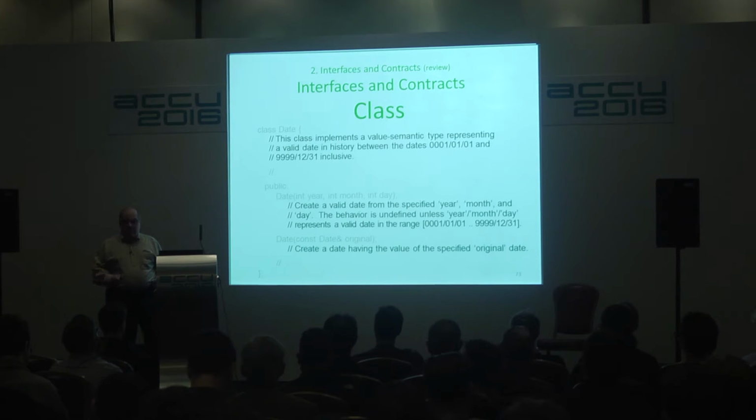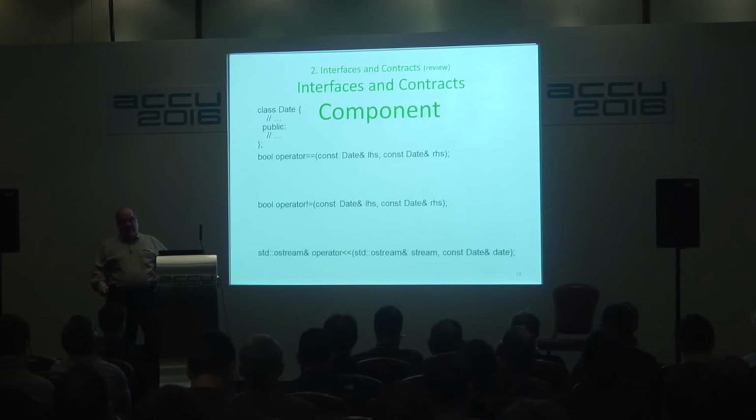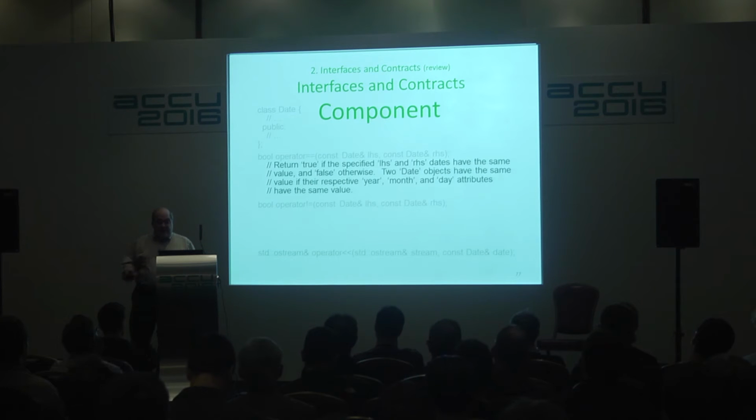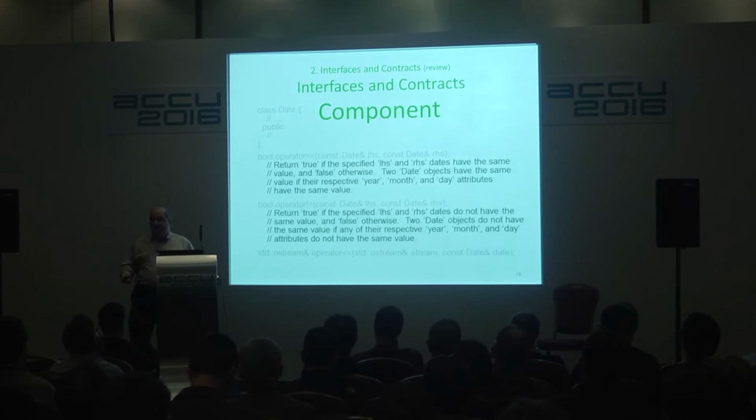Here's more contract. Okay? Here's a component. In a component, we have a class and perhaps we have some free operators. So this is the public interface of the component. It's what clients of the component would touch. More contract for the free operator, and again, more contract for the free operator.